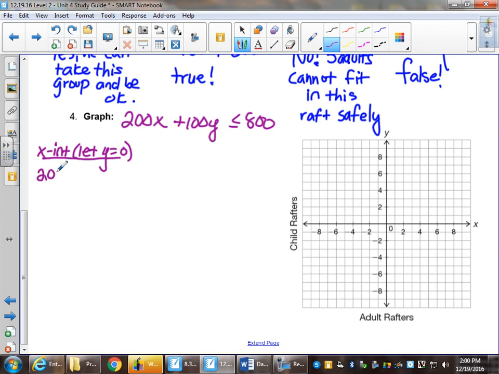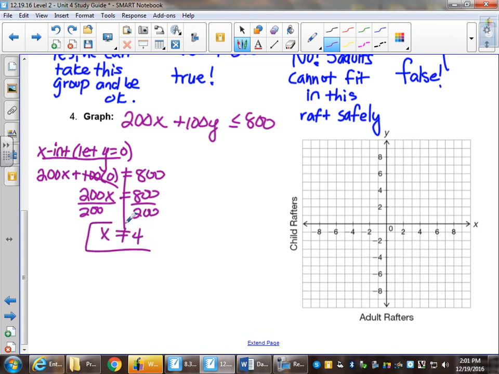So that will be 200x plus 100 times 0 equals 800. Remember, for intercepts, we're finding an exact point. No more inequality sign for this. We get 200x equals 800. Divide by 200. x equals 4. I go ahead and I plot 4 as my x-intercept.